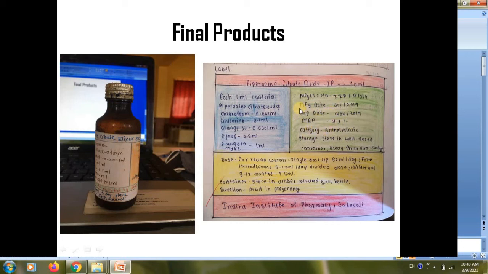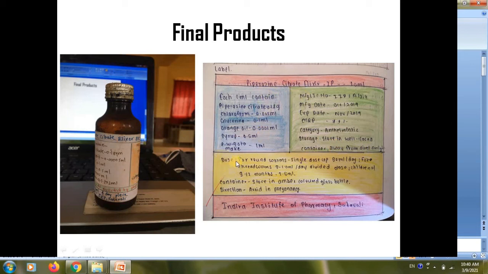So what is the category of piperazine citrate elixir? For what purpose do we give this medicine? So the category of piperazine citrate is anthelmintic. Then storage. How can you store this preparation? You have to write over here, store in a well closed container and away from direct sunlight. So this is the storage condition for this finished product.